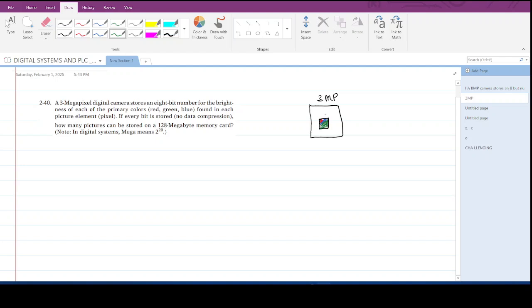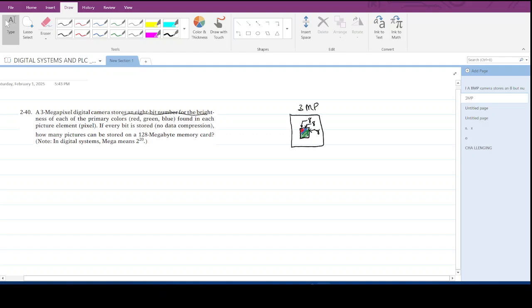Just one pixel. I'm saying that it stores an 8-bit number for the brightness of each primary color. So this red is stored as an 8-bit number. This is also stored as an 8-bit number. This is also stored as an 8-bit number. That means the total amount of bits in one pixel will be 8 times 3, which is equal to 24 bits. We'll get back to this.